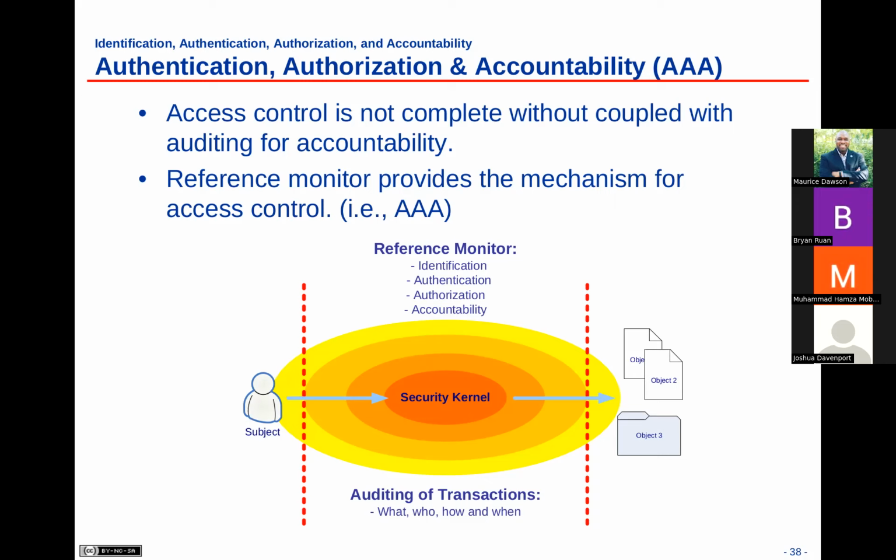All right, so this particular site just says access control is not complete without coupled auditing for accountability. You can see that you have the subject to the far left, and to the right you have all the objects. And there's a security kernel. So this is identification, authentication, authorization, accountability. They cannot just interact with the objects. The reference monitor is in between, and here it shows auditing transactions: what, who, how, and when. Again, there's something in between to make sure the subject cannot directly access the objects.